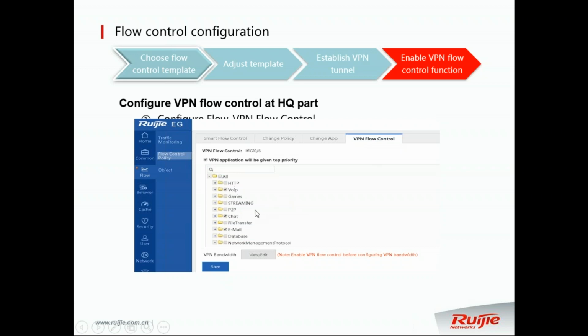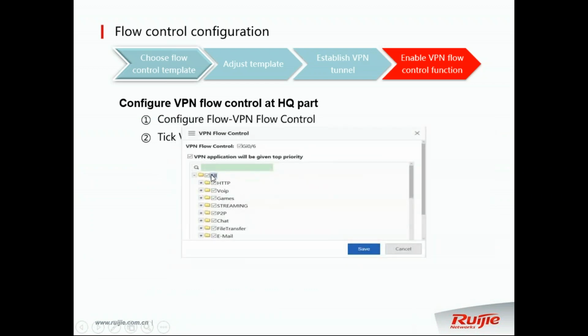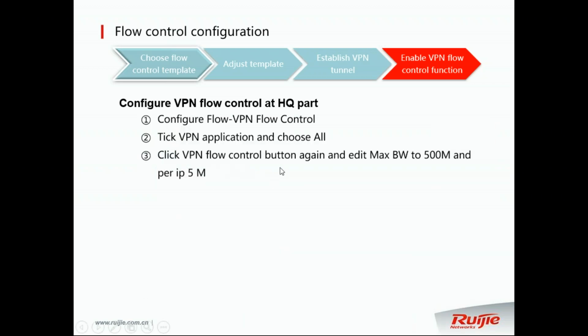Here you can choose all normally, or you can choose just some part of the service. So take the VPN application and choose all. In this example, we choose all of the VPN to be ensured, because we say VPN ensures 5 megabit for the branch in this example. And then click the VPN flow control button again. This is just you ensure the service, then you click the button again, and then you also need to edit it, because we say that the per IP we hope is 5 megabit.